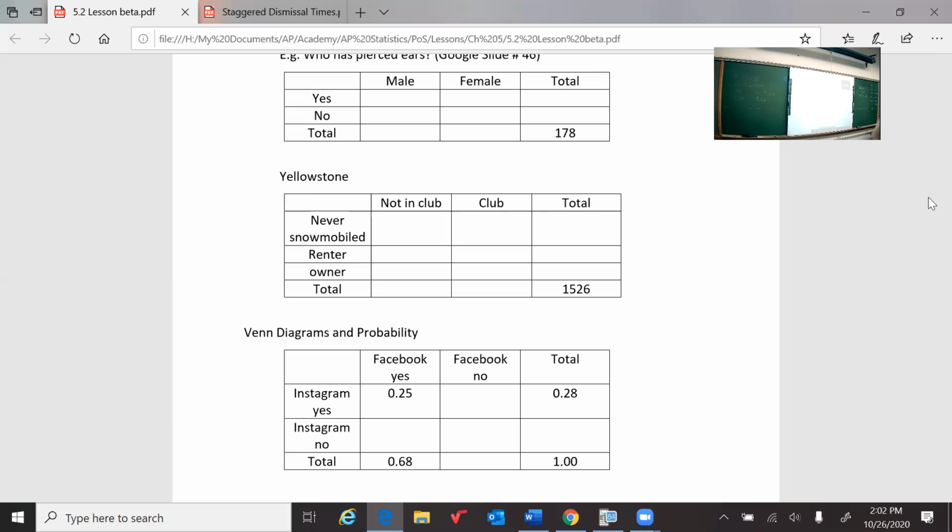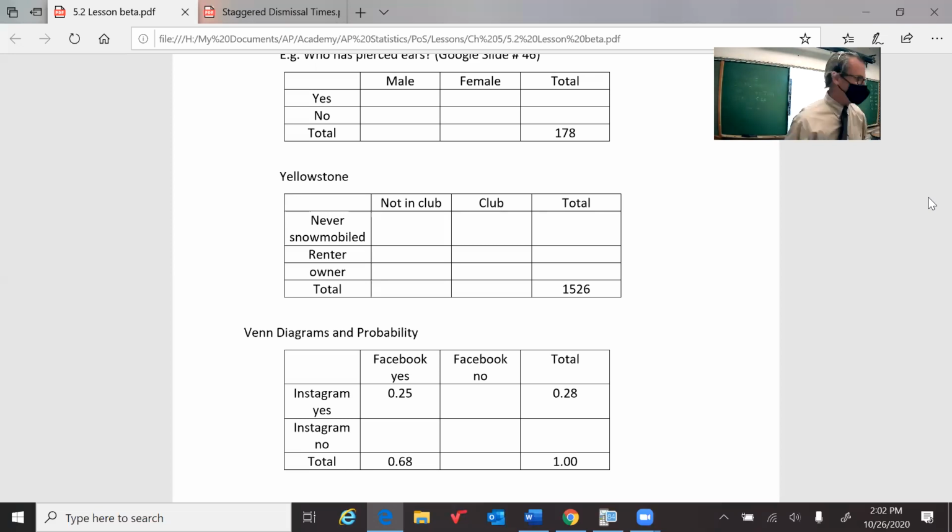Facebook, yes. See the 25%? But Facebook, yes, and Instagram, no. That's the 43%. Because the sum of this column was given to be 68%. And that has to be 3%. Does that make sense?